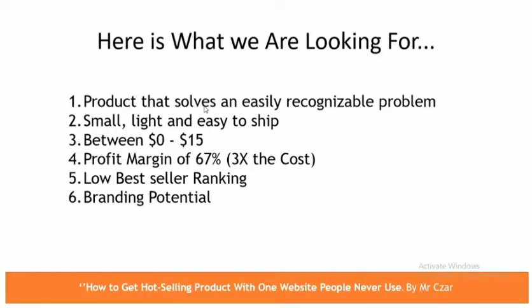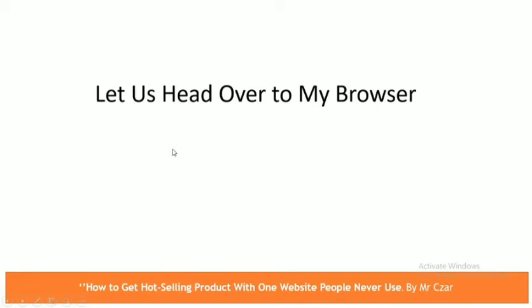Now, the next thing we also want to look out for is products that have branding potential. These are products that can easily be branded by us. All right. Now, this does not mean that you cannot work with any product that is not brandable, but it is ideal, it is nice, it gives you an advantage if the product seems like you're the only one who produces it. All right, now you know the basics. Let us head over to our browser to put this into work.